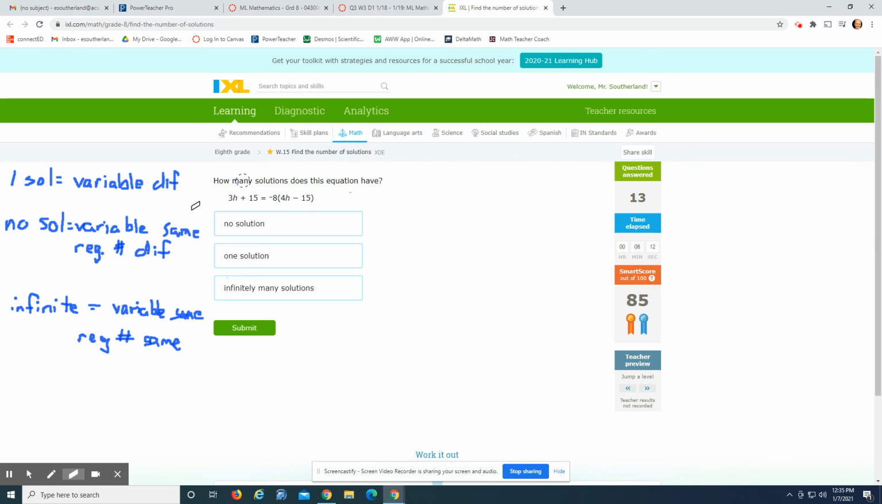If they do not have the same variable, it's one solution. If they have the same variable but a different regular number, or one has a regular number and the other one doesn't, then it's no solutions. For infinite solutions, they'll have the same variable plus the same regular numbers in addition to that.